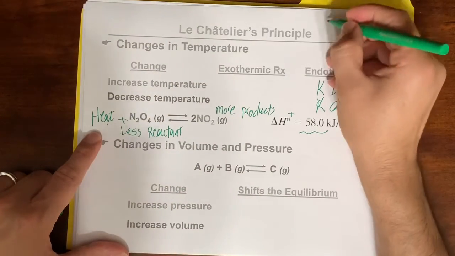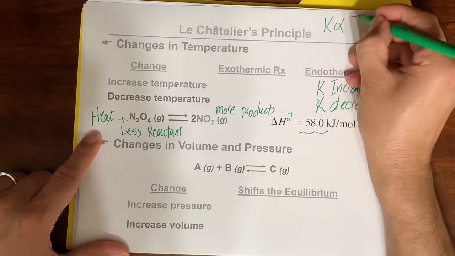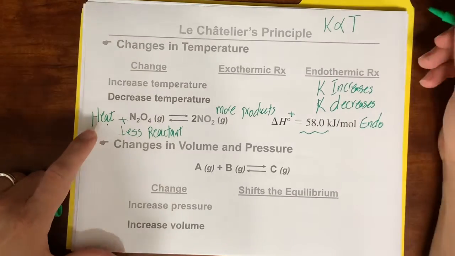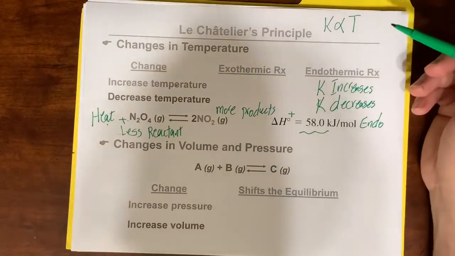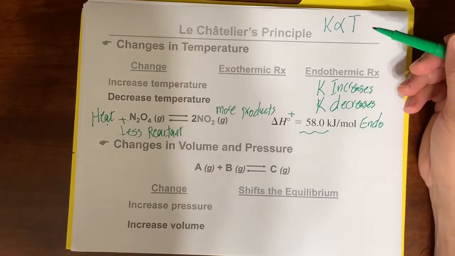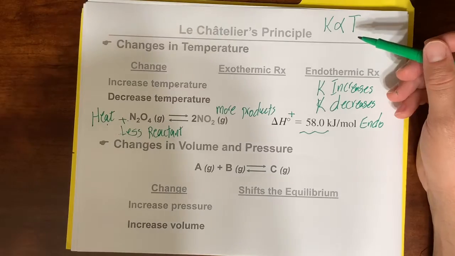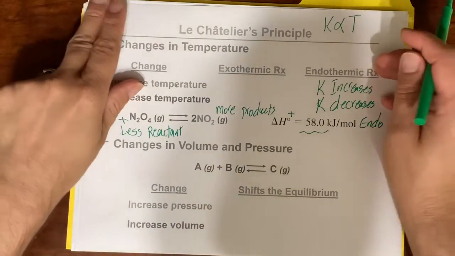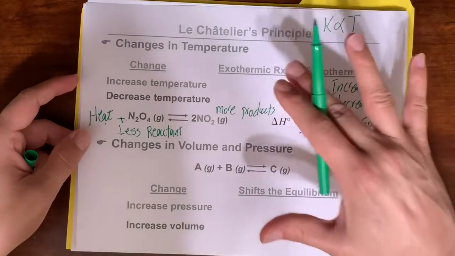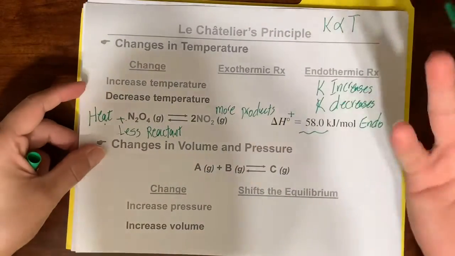K is subject to temperature. K is constant as long as temperature is constant. If you change the temperature, K is not going to be constant. And K will follow the fact that your reaction is endothermic or exothermic. Let's focus on this slide and come up with more examples.